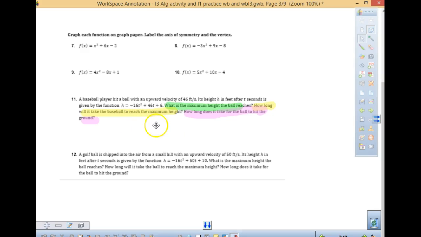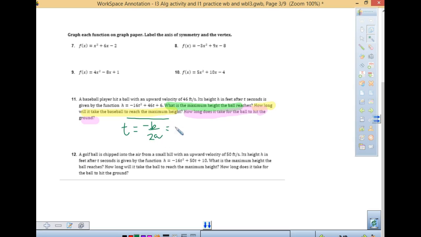One in the yellow: how long to reach the maximum height? Sanjay, what do I have to do to find how long to reach the maximum height? So T, I have to find that axis of symmetry. How would we do that in this equation? So negative B divided by 2A.